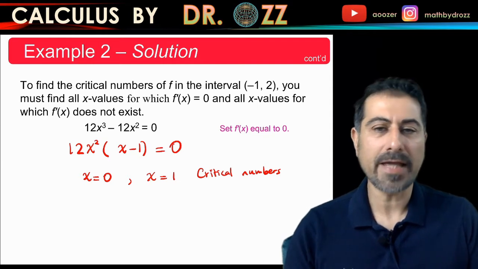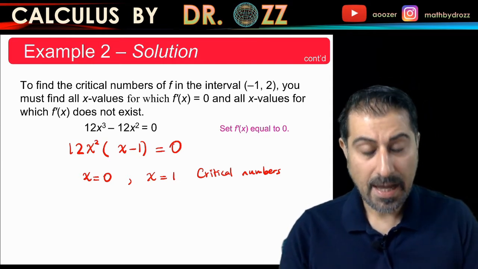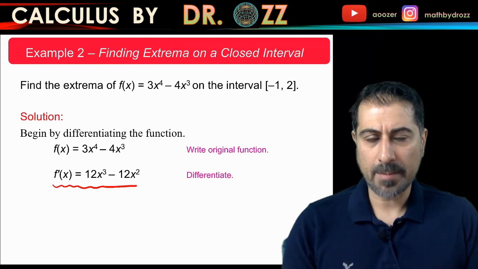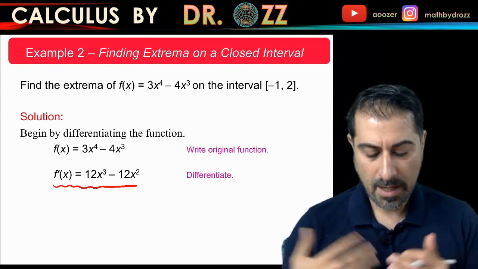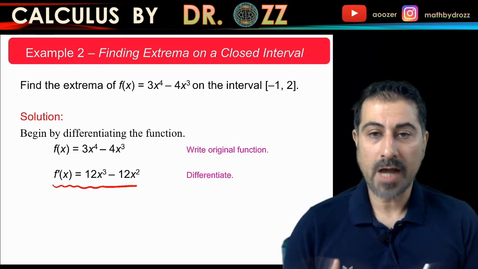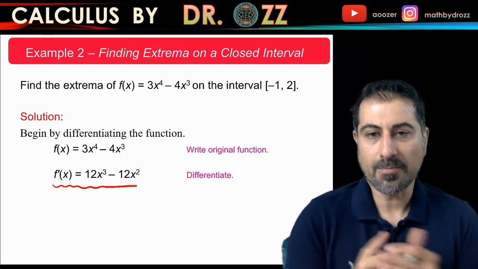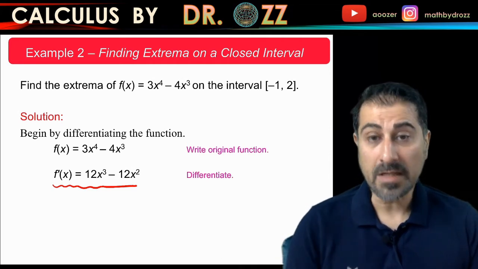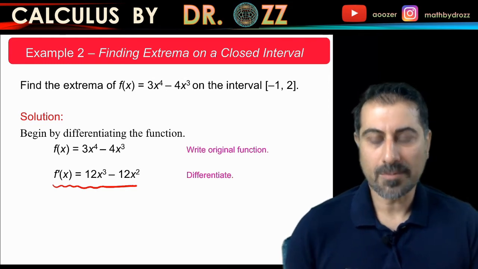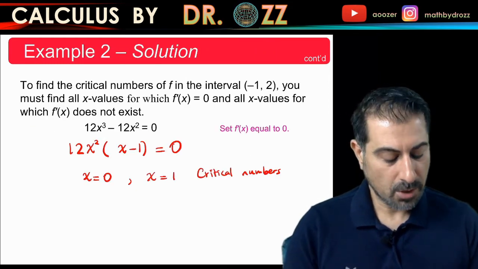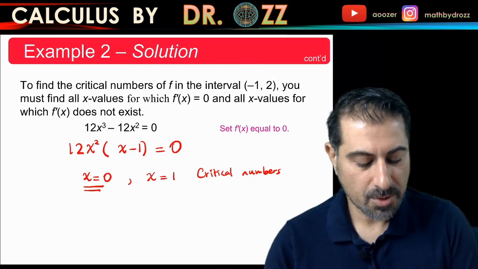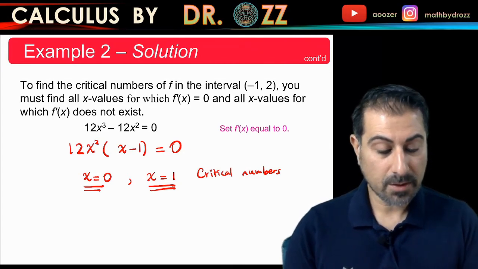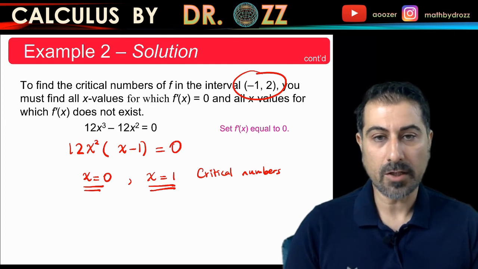So now the question is, is there any x that makes f prime not defined? Or in other words, is there any number which is not in the domain of f prime? Well, f prime is defined everywhere. It's just a polynomial function. It's as nice as it could be, right? So there's no point that makes f prime undefined. So it boils down to only two critical numbers. One is x equals 0, and the other one is x equals 1. Also, we have to check that those numbers are in the open interval (-1, 2). In fact, they are, so we keep them.